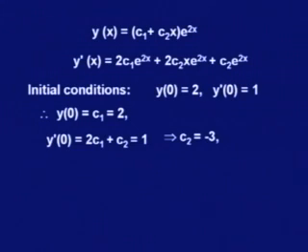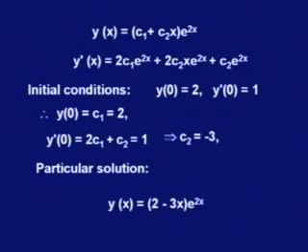So, what is the particular solution we have got? Now, we will put these values of C1 and C2 in the general solution. The particular solution would be 2 minus 3x times e to the power 2x. So, we have got the particular solution of this initial value problem as 2 minus 3x times e to the power 2x. Let us see one more example.